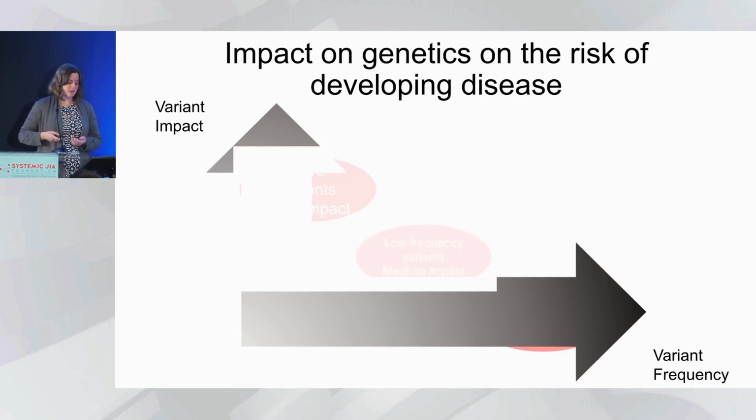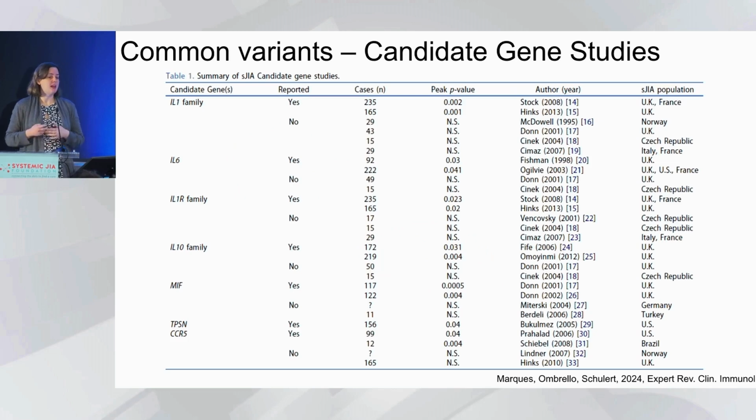So classically, we started studying SJIA by looking at the common variants, because we knew it didn't run in families, so this is the first place where we looked. And these were the first studies where people were looking at genetics of SJIA. They were looking at candidate genes that they thought would make sense, like IL-1, IL-6. And at first, some of the studies did find associations on those genes. And that actually drove very important studies and ideas that helped move the field forward.